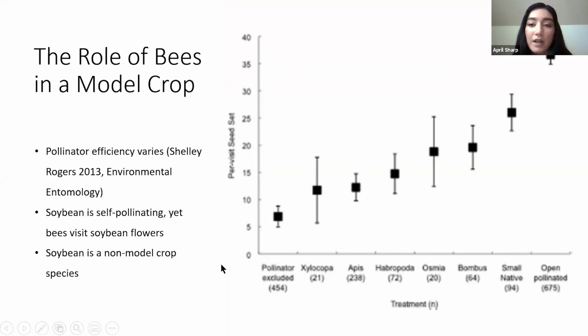Now, it's important to note that blueberries do require pollination from insects. And there are some crops that are self-pollinating and they don't require insect pollination, an example of which is soybean. So even though soybean is self-pollinating, we still know that bees visit soybean flowers. And soybean is a non-model crop species in the context of pollination, since there's a gap in knowledge of what role bees play when they visit soybean flowers.